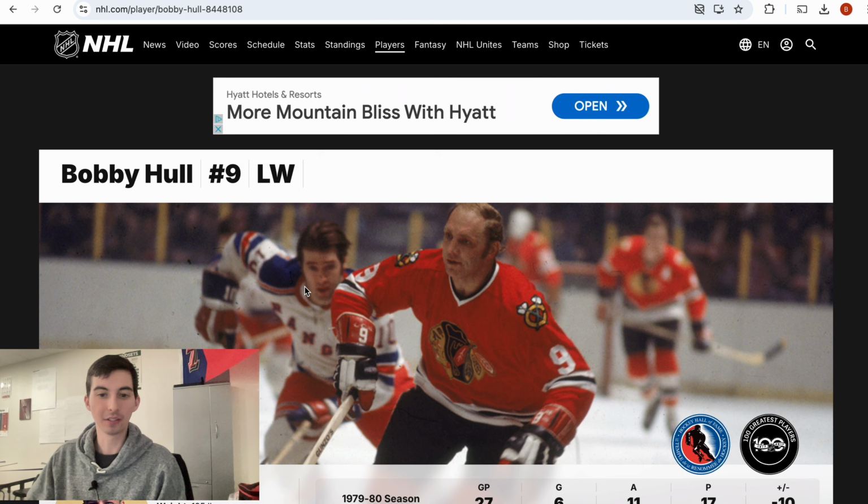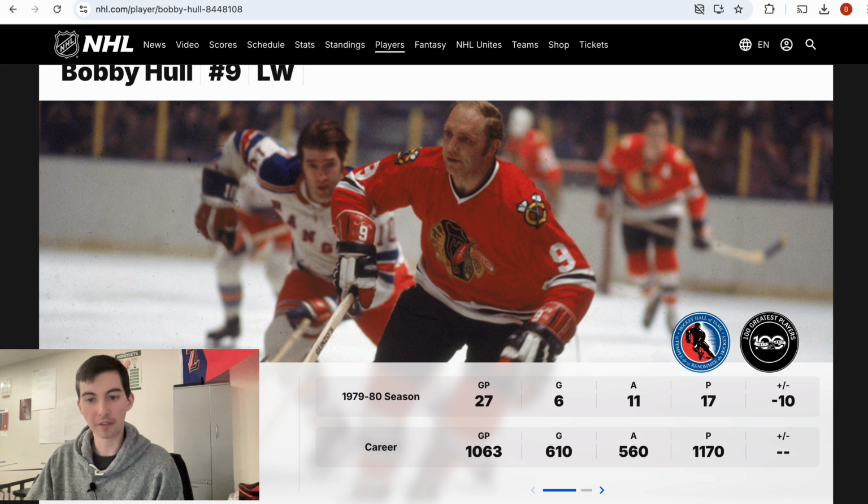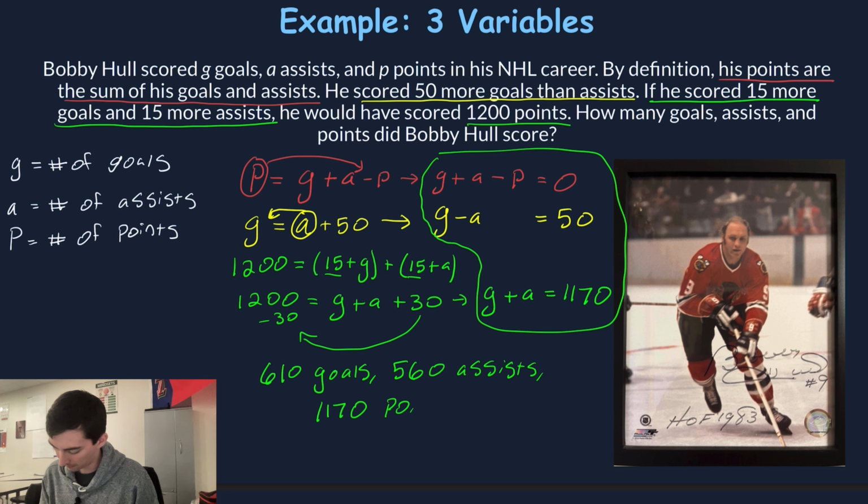He's got 610 goals, 560 assists, and 1,170 points. Super exciting. So let's write down officially what we've got. He scored 610 goals. He had 560 assists for a total of 1,170 points.